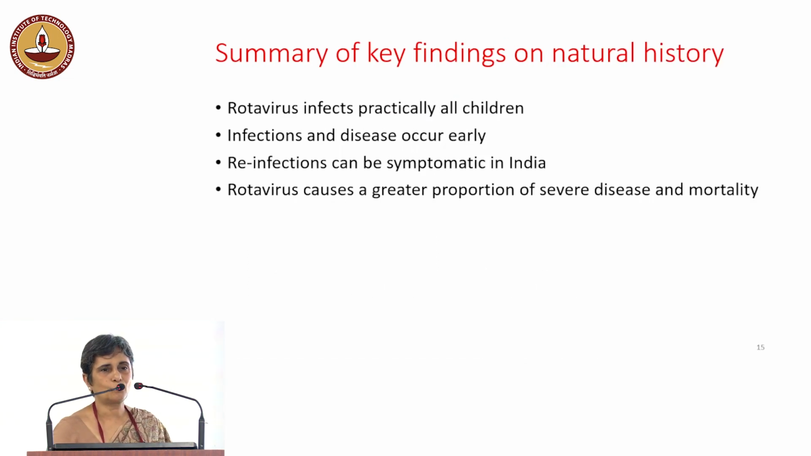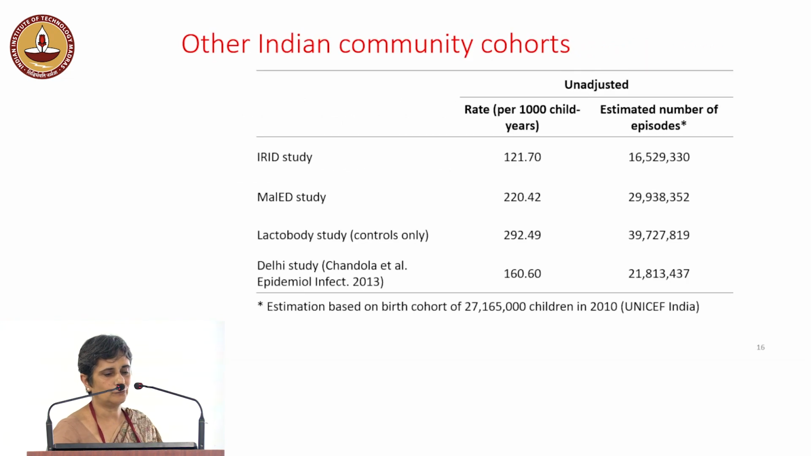So to summarize all of our findings, after 6 years of studies, we were able to say rotavirus infects all children, that in India, infections and disease happen early, that you get a lot of reinfections in India and they are symptomatic, and rotaviruses cause a greater proportion of severe diarrheal disease and mortality than other diarrheal pathogens.